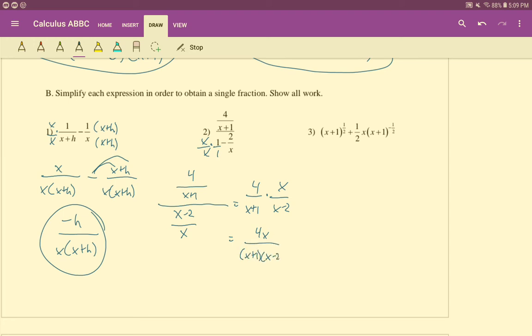Again, it's up to you if you want to distribute these two terms together, but not necessary. We'll just leave it as is. All right, so there's our answer. And then finally, number 3.